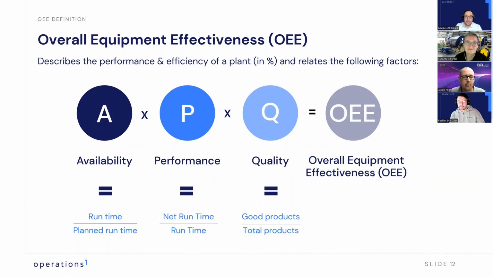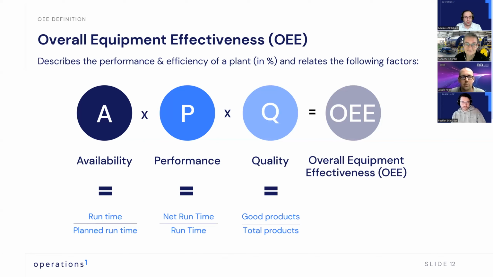And as you can see, the overall equipment effectiveness describes the performance and efficiency of a plant, is defined in percentage, and you can say it's a standard for measuring manufacturing productivity. It relates to the three factors: plant availability, performance, and quality. We are also showing a little bit how you can calculate these single factors. But to give you just one example, if you're talking about an OEE score of 100%, that would mean that you are manufacturing basically with 100% for each factor.